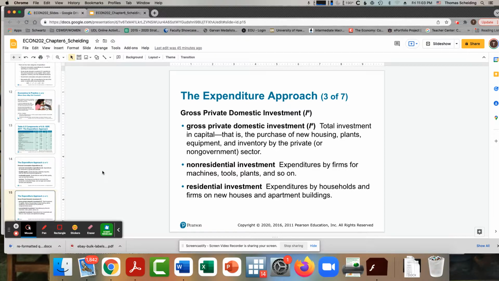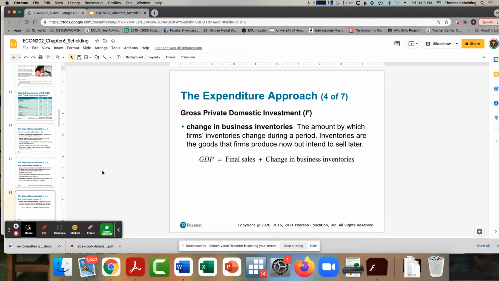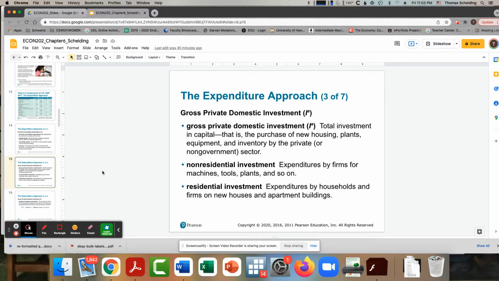Then, under gross domestic investment, again, the three big things would be non residential investment, residential investment, and then inventory as well. Oh, sorry, it's on the next slide. Inventories. So, if we look at non residential investment, this would be what businesses spend on buildings, equipment, things like that. Residential investment, that would be what individuals spend on a new home, apartment building, storage unit, things like that.